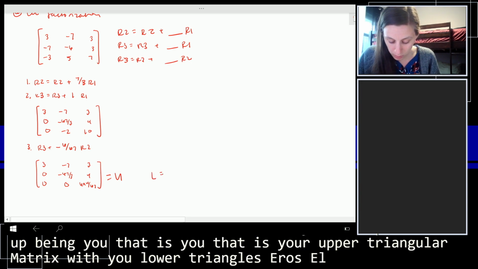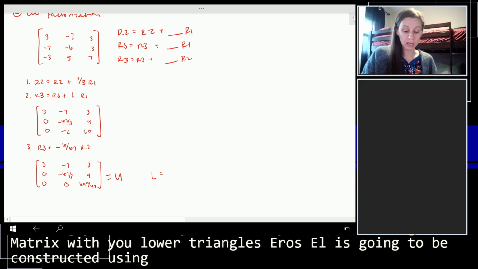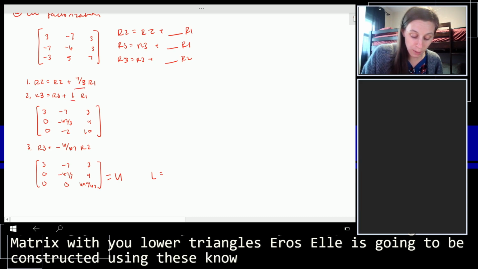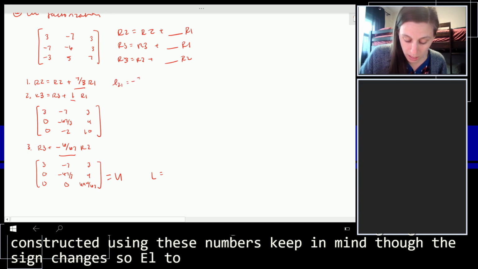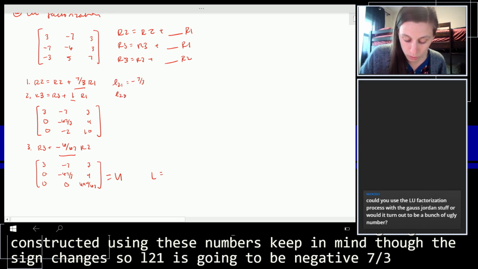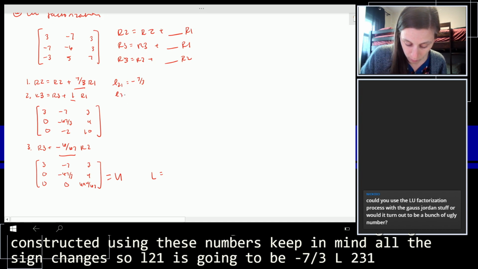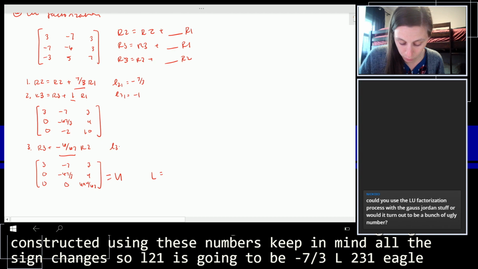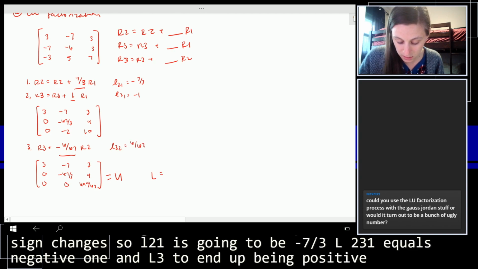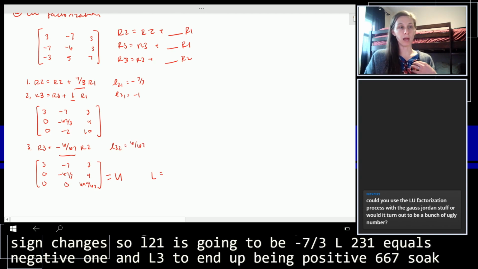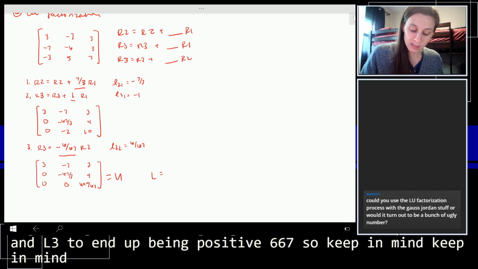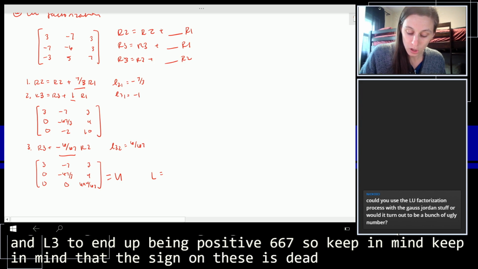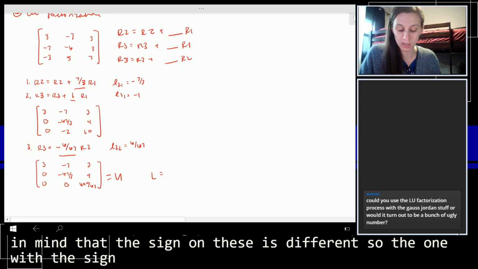L is going to be constructed using these numbers. Keep in mind, though, the sign changes. So L21 is going to be negative 7/3, L31 equals negative 1, and L32 ends up being positive 6/67. So keep in mind that the sign on these is different. The one with the sign changed goes in my L matrix.